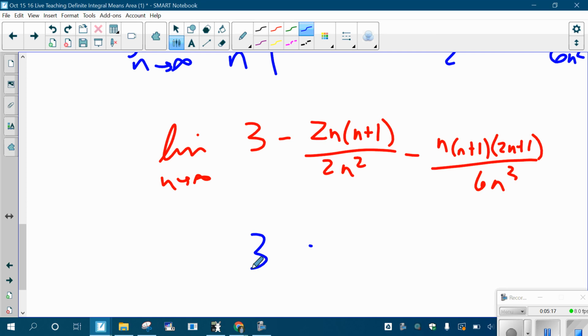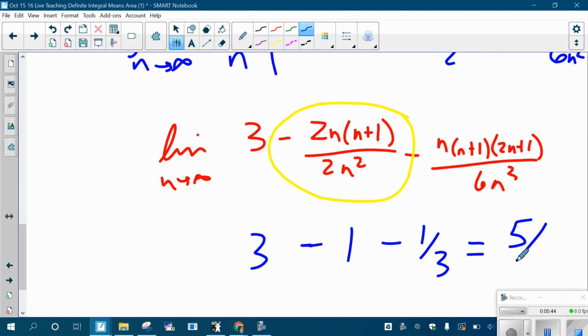When I'm looking at this term, it's going to be quadratic over quadratic, squared over squared. The leading coefficient on the top is going to be -2. The leading coefficient on the bottom is 2. So the limit as n goes to infinity of that is going to be -1. For the last one, it's cubed over cubed. It's going to be 2n cubed over 6n cubed. So that limit's going to be a third.